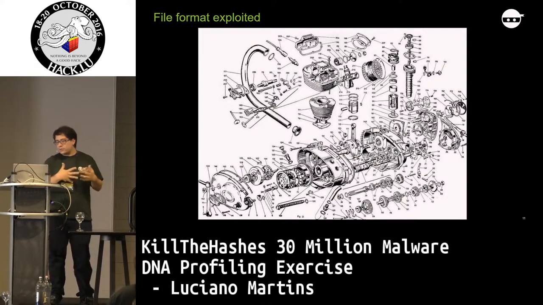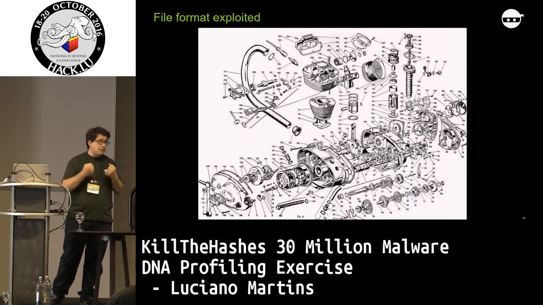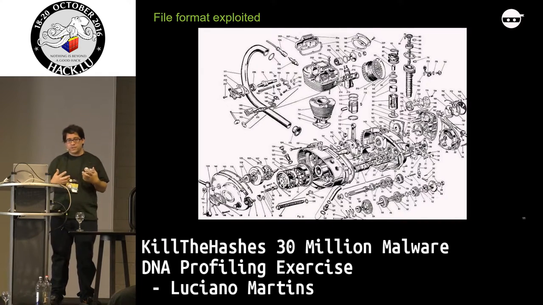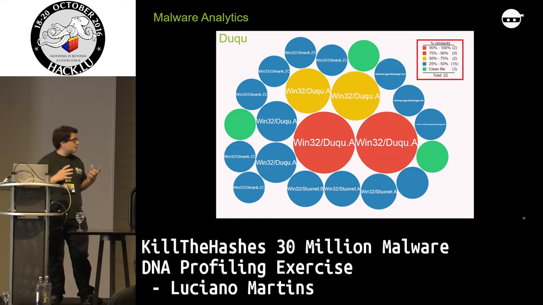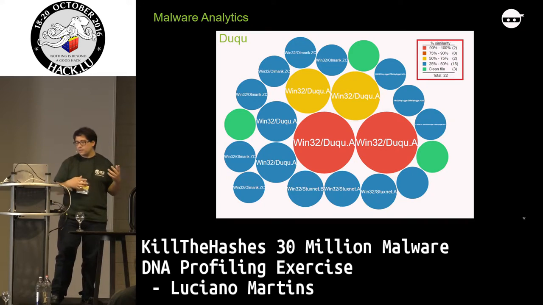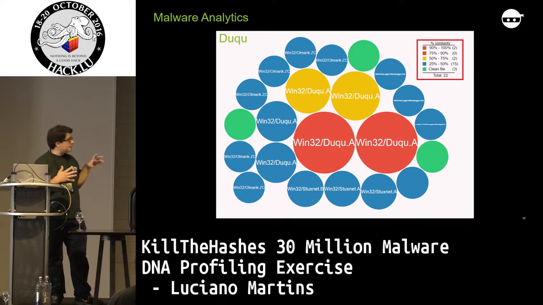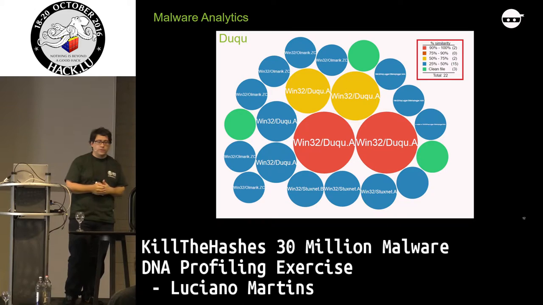And we start to do a little bit of analytics on all the rationalized information that we extract for each of the files we process. We process 30 million malware files, and we start doing clustering on some of the files that we want to cluster. So in this case, it's Dooku. And this is very nice. Dooku is supposed to be a nation state malware, supposed to be for some big government in America, right?